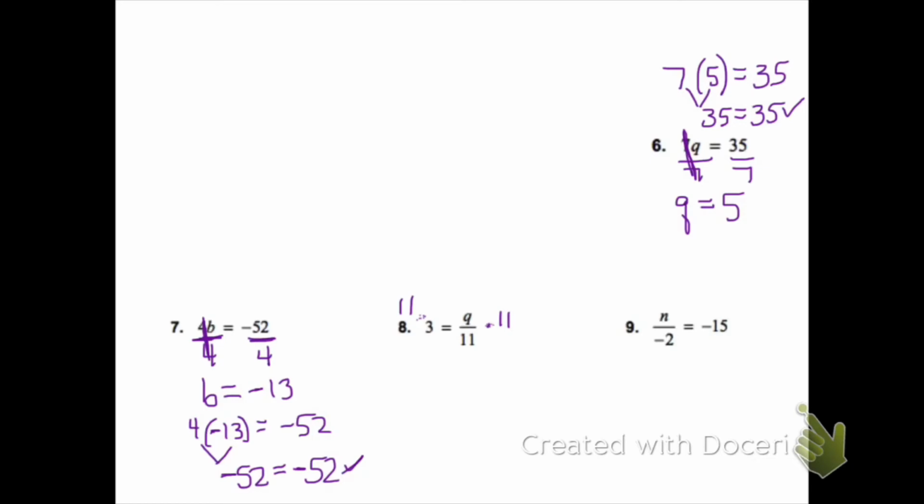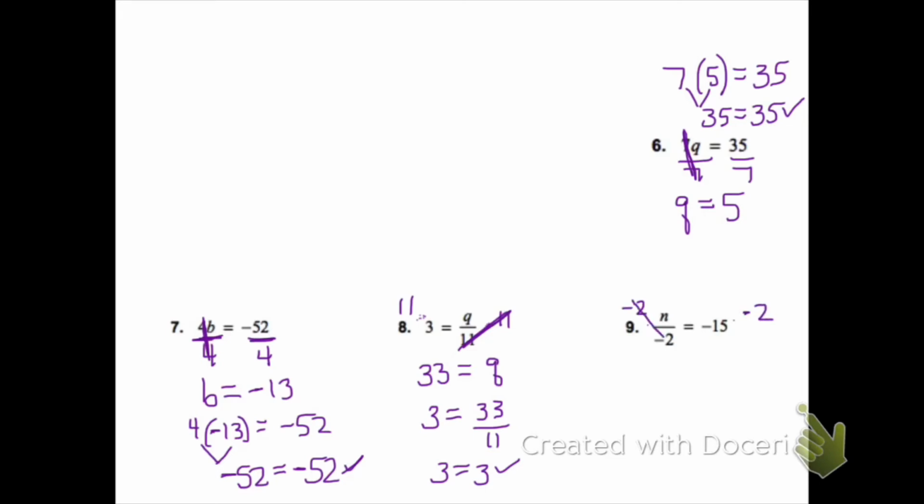So on the right, the 11s will cancel out, and we're left with q. 11 times 3 is 33. So 33 should be equal to q. We can try this out. Is 3 equal to 33 divided by 11? Mental math tells us that yes, it is. 3 is equal to 3 because 33 divided by 11 is 3. Okay, number 9. N is being divided by negative 2, so we will multiply both sides by negative 2.